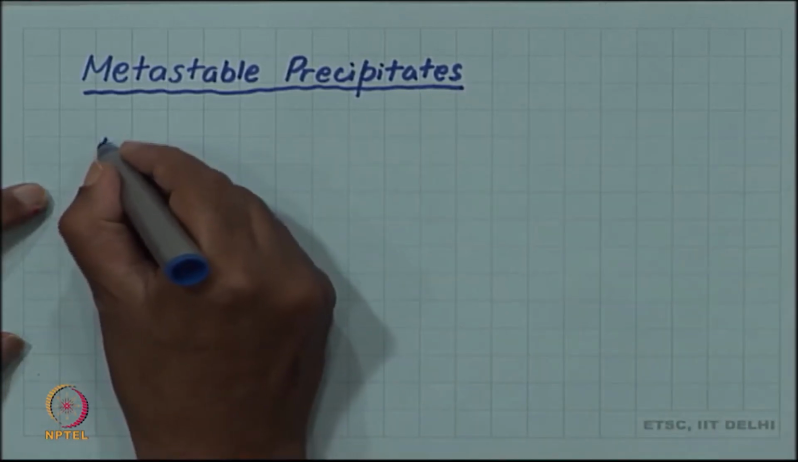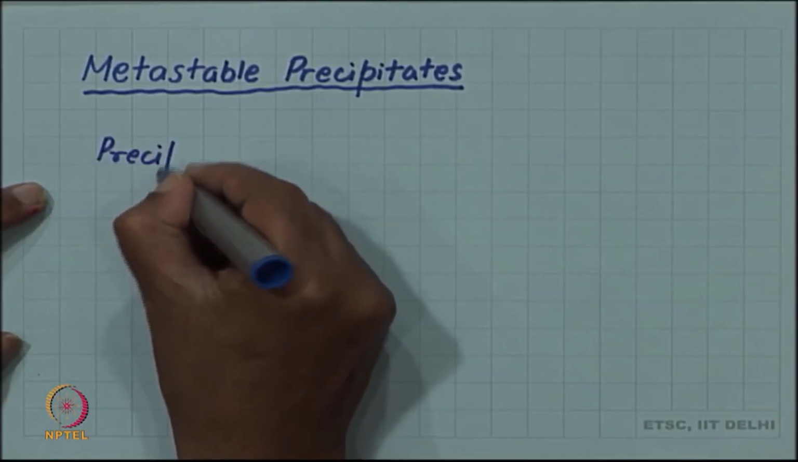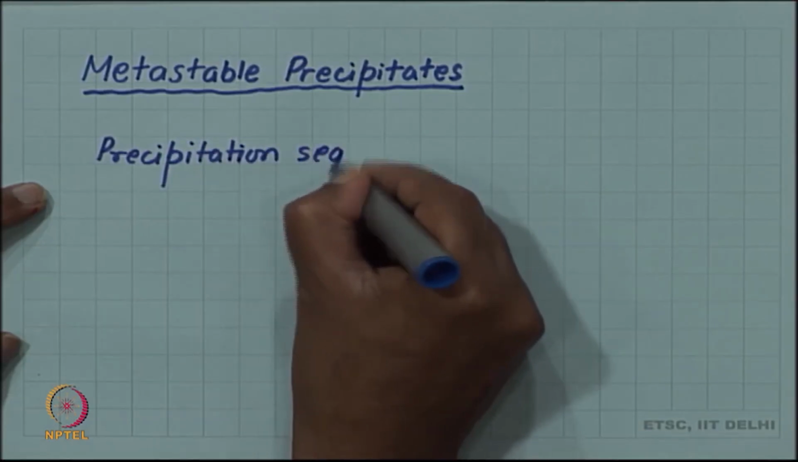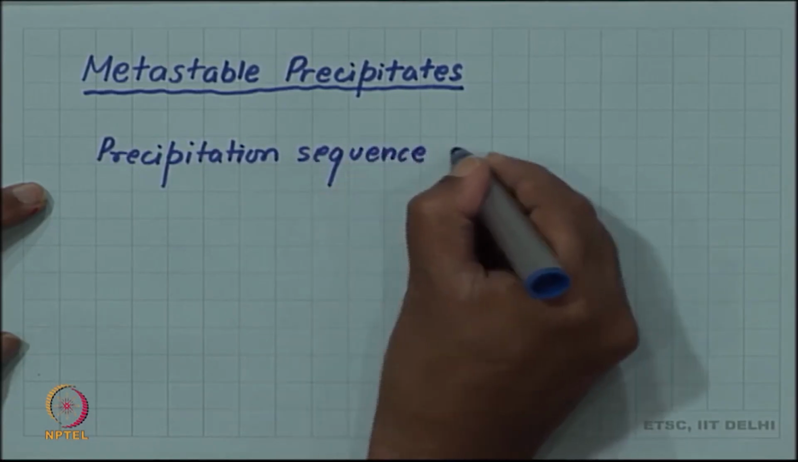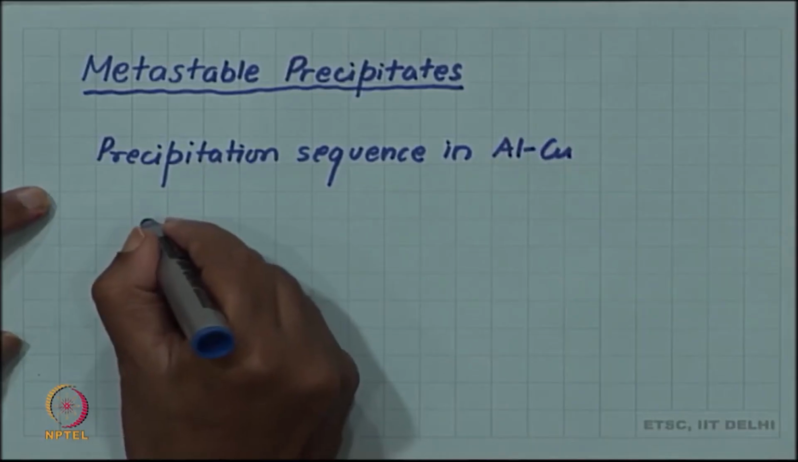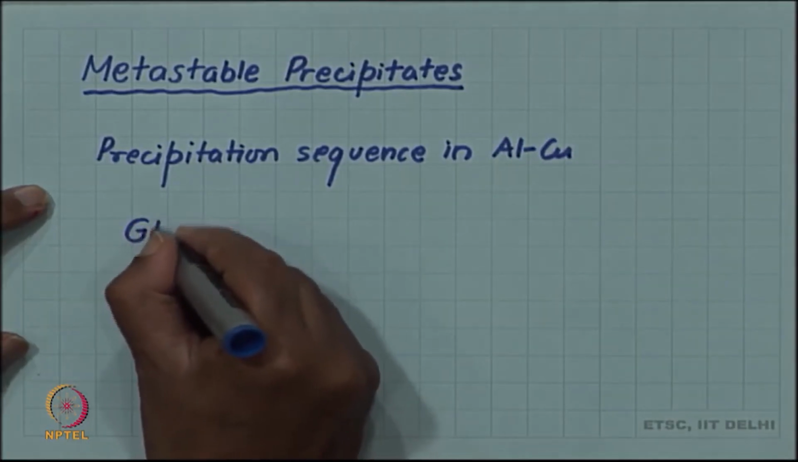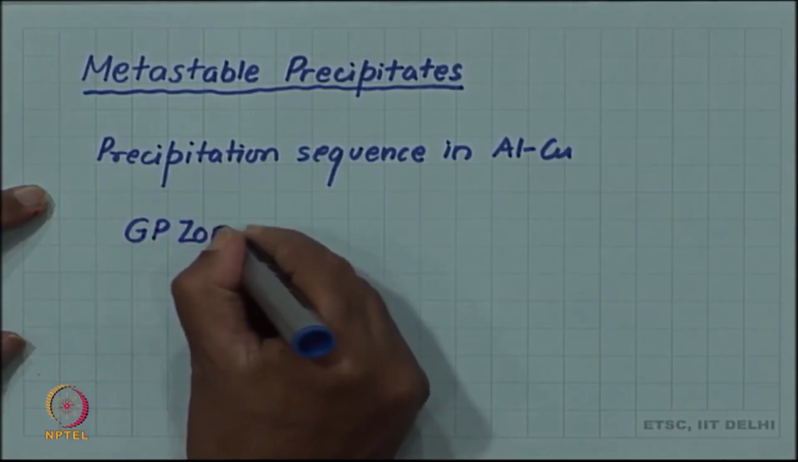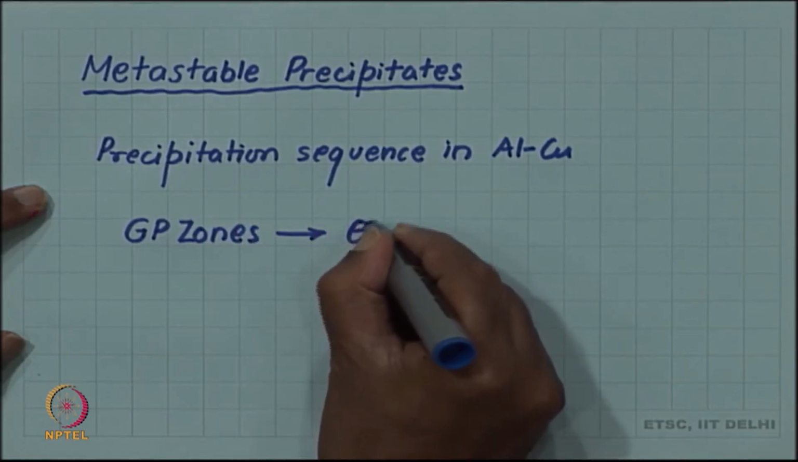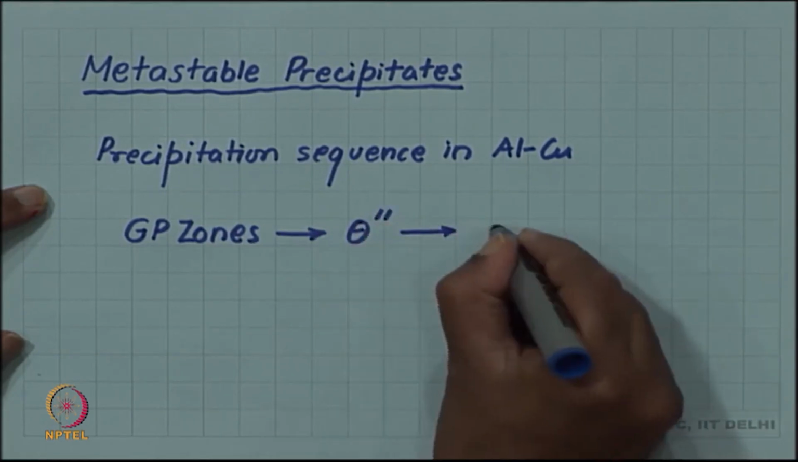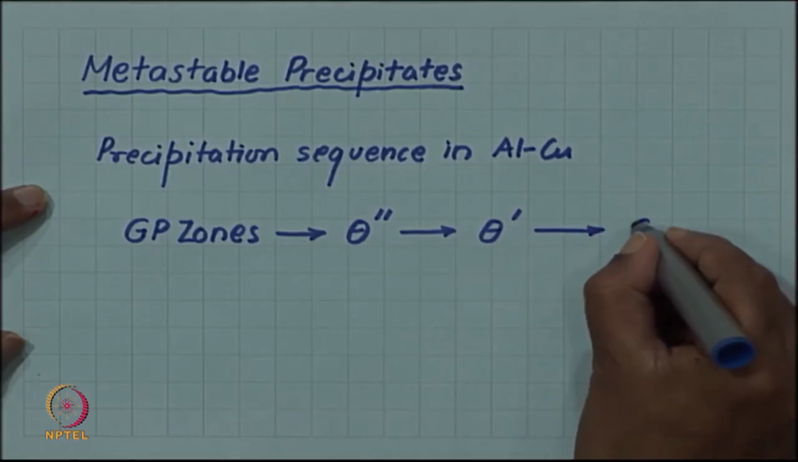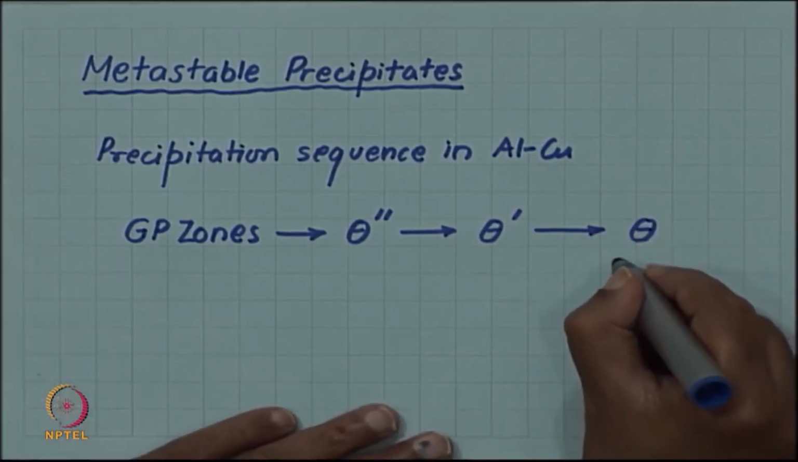So, the precipitation sequence in aluminum copper alloy is that initially some precipitate known as GP zones form, which then transform into theta double prime, then they transform into theta prime, and finally only they form theta, which is the equilibrium precipitate.